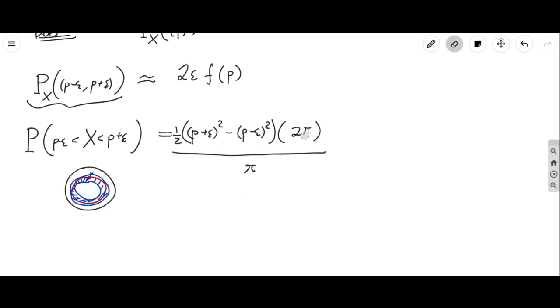But if you work this out, the pi's cancel, the 2's cancel, the p squared will cancel, epsilon squared will cancel, and you would be left with 2 epsilon p minus negative 2 epsilon p. So that would be 4 epsilon p, and that should be approximately equal to 2 epsilon f of p.